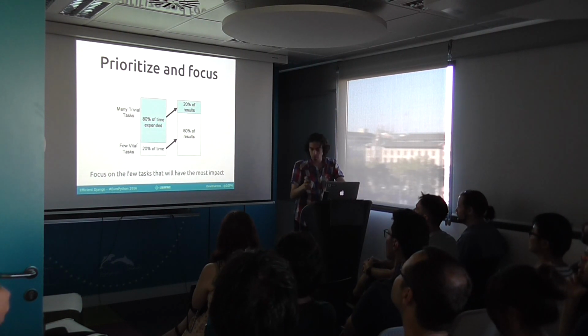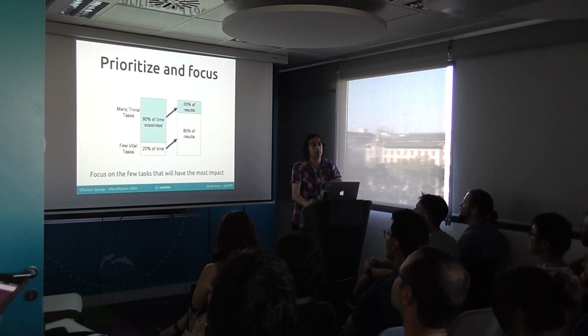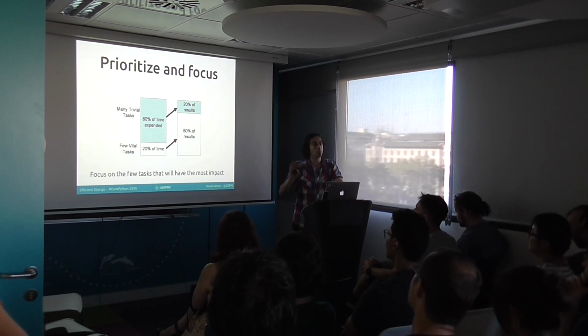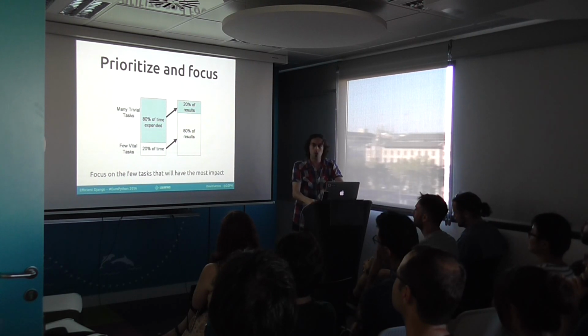Okay? So, yeah. The trivial tasks, you can take a lot of time doing this, but it won't improve a lot. It's just minor things. But if you can fix the vital ones, you can improve a lot the timings and the scalability issues. So the obvious question here is, how do we find these ones? Okay? So let's focus on these tasks to have the most impact in our application.